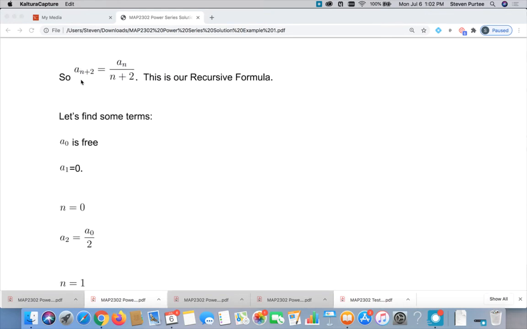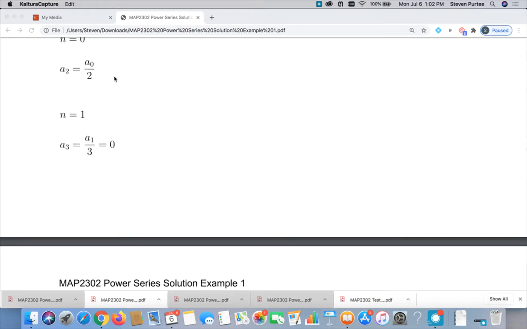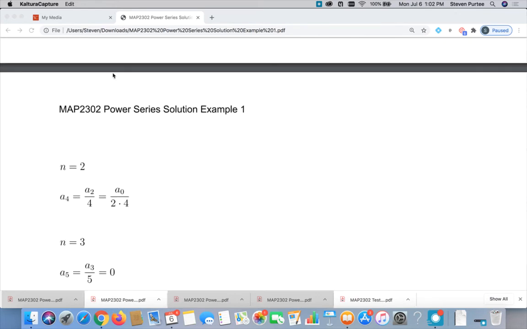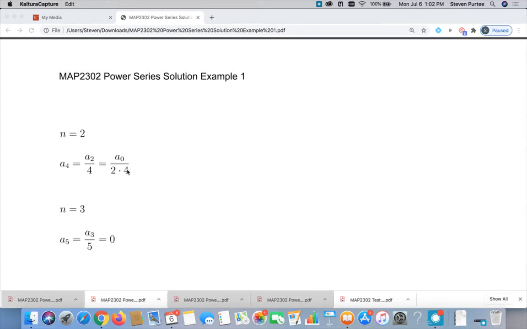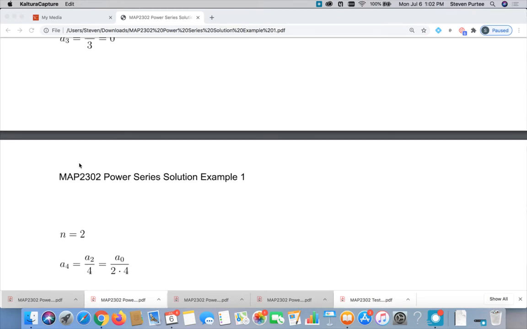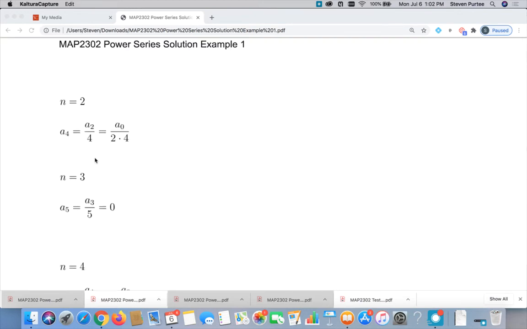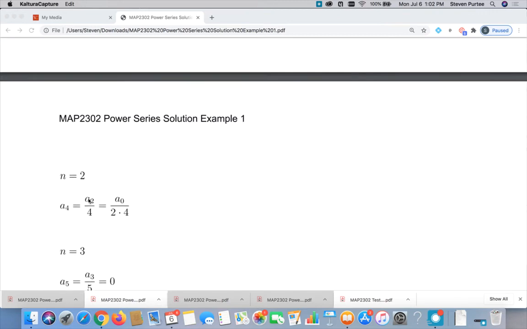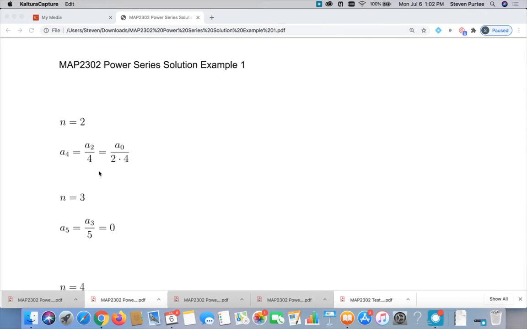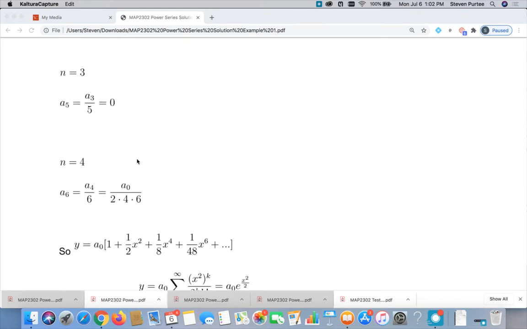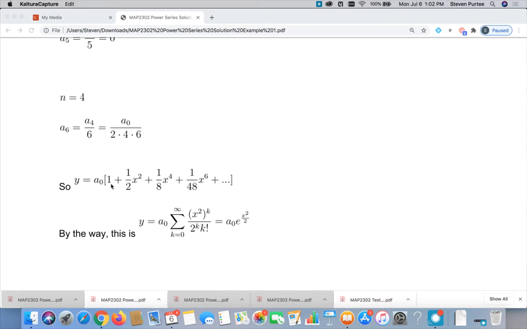Check these details on your own. Write down this formula, plug in n equals 1, n equals 2 into both sides, and so forth. For n equals 2, we get this. This was important: A3 was A1 over 3, but A1 was 0. A5 is A3 over 5, but A3 was 0. So every other term is going to be 0. We're only going to get the even powers. Okay, so I've written out a few of the terms here. Check these details. Make sure you believe this.